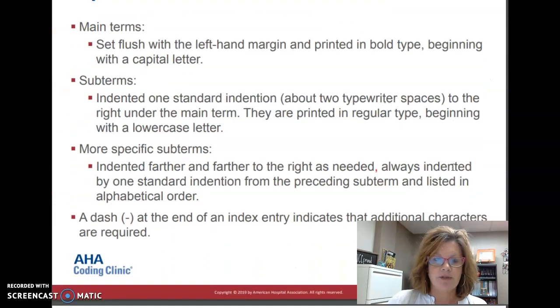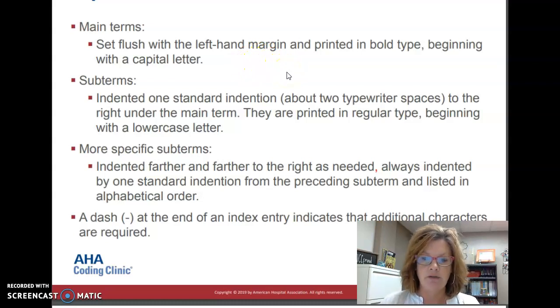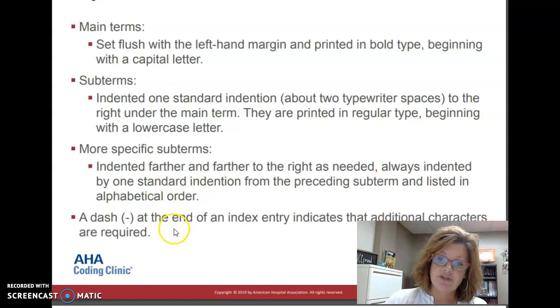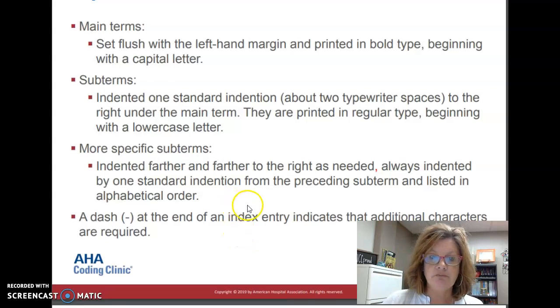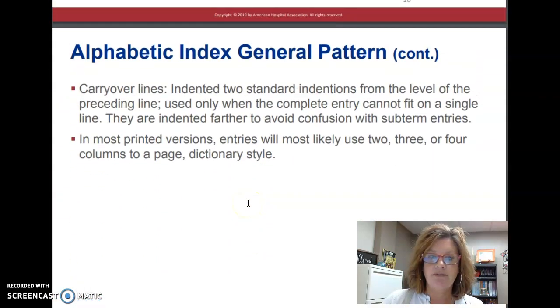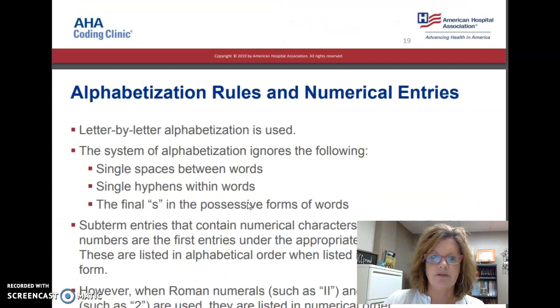Let's go to the next one here. We have main terms. Main terms are set flush with the left-hand margin. Again, we're in the alpha. Subterms are in one standard space or standard indentation. And then you have more specific subterms. They're indented farther and farther right, as needed. So if there's a dash at the end of that entry, that means we need more characters. So you would go to the tabular section and get those. You have carryover lines. This is a great example out of your book. So make sure you read your book for these.